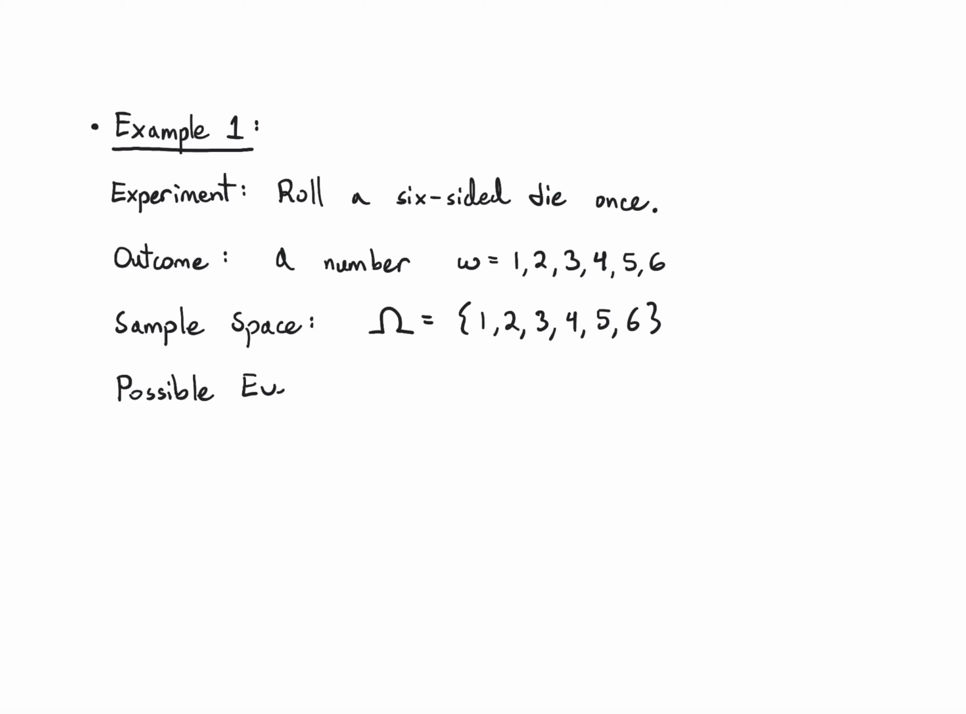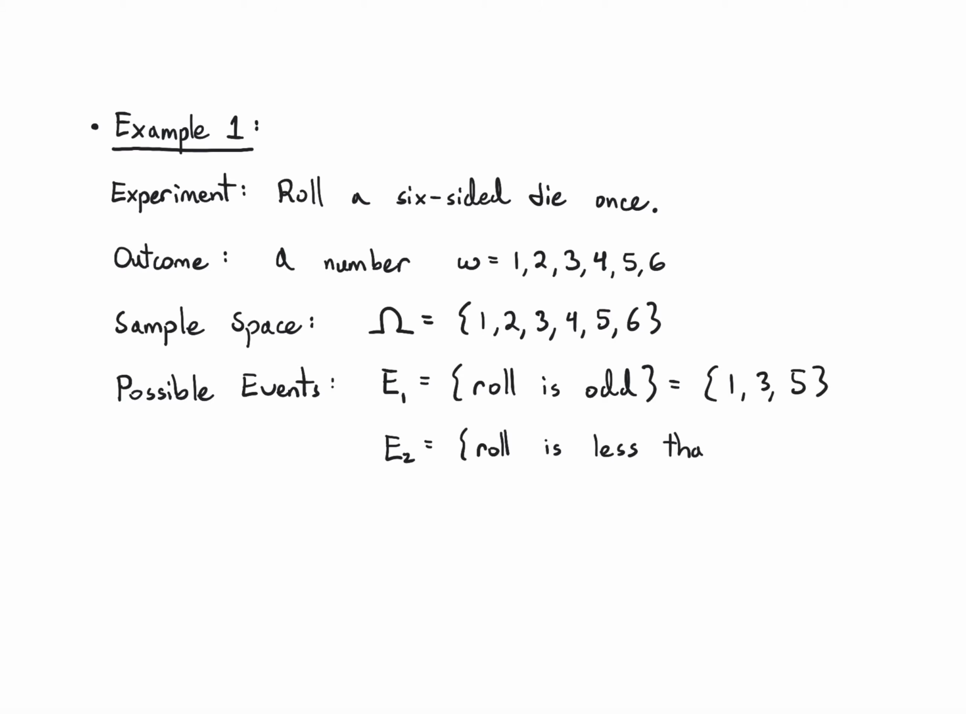Let's talk about some possible events. There are many possible events. Here are 2. E1 is going to be that the roll is odd. I've told you this now in words, so this is a rule in words, and a list is going to be 1, 3, 5. So that's putting this into the context of the sample space. Another event, E2, is going to be that the roll is less than 3. Okay, so which outcomes meet this rule? Just the outcomes 1 and 2. All right, so that's a simple example of an experiment.